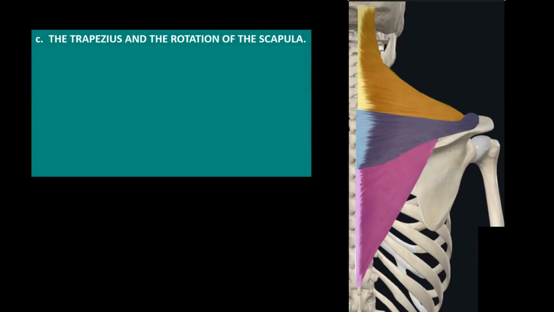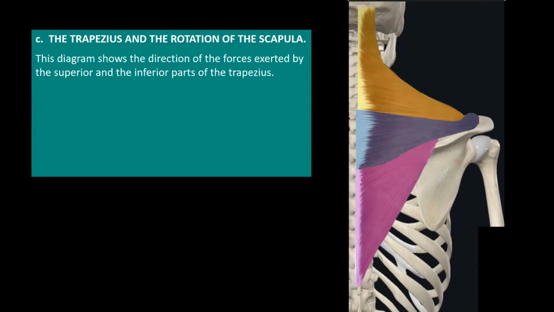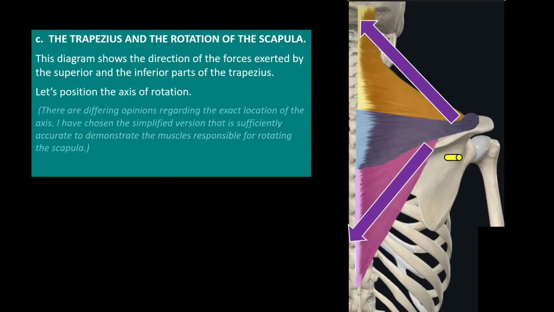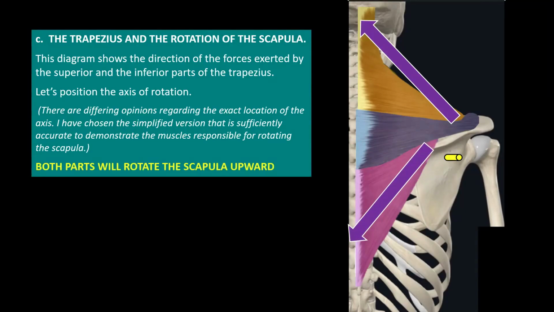C, the trapezius and the rotation of the scapula. This diagram shows the direction of the forces exerted by the superior and inferior parts of the trapezius. Let's position the axis of rotation. There are differing opinions concerning the exact location of the axis. I've chosen the simplified version that is sufficiently accurate to demonstrate the muscles responsible for rotating the scapula. Both parts will rotate the scapula upwards.